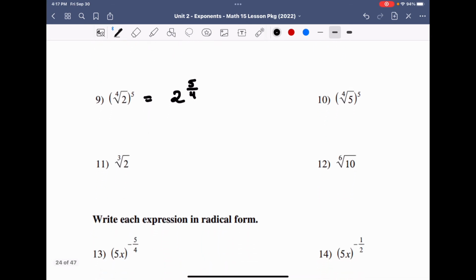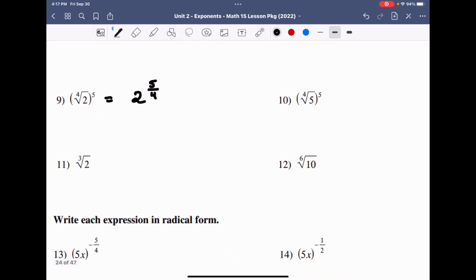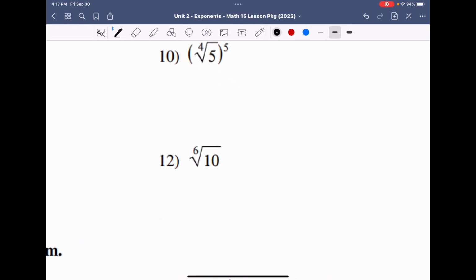All right, let's choose one more example from here. What if we did 12? Nothing's written on the interior here. Well, if nothing's written as the power on a number, it's always 1. And I can actually say this is equal to the base value with a rational exponent. This is going to be the index in the denominator, the power in the numerator. So it is 10 to the 1 over 6.